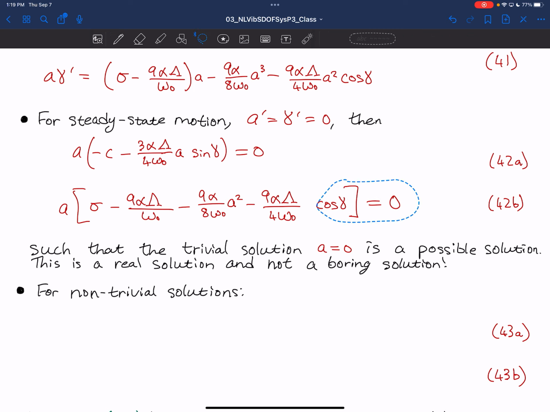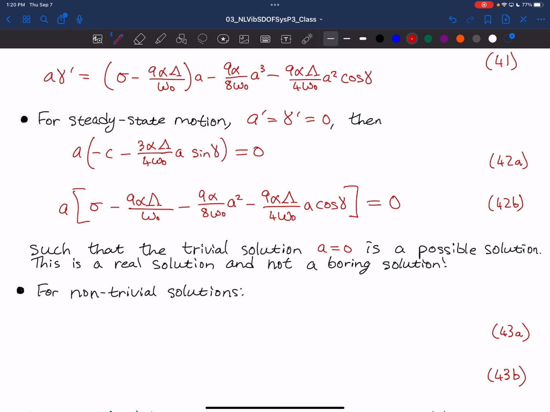Right here. Yeah, because there was a squared above. So the trivial solution is a possible solution, and this is not just a boring solution. This is actually a real solution in this case. I know a lot of times when we say trivial, we think, oh, that's boring, we don't really care about trivial solutions. But in this case, this is actually an important solution, and we'll see why in 2 pages.